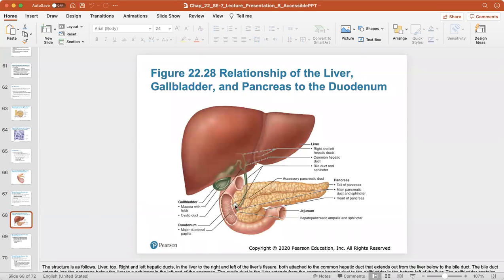So here's a look at the duct system entering into the major duodenal papilla. We have sphincters that control the secretions of bile entering and the pancreatic juices entering. Here you can see the common hepatic duct joining up with the cystic duct from the gallbladder to form the bile duct. So we have bile and the pancreatic juices both entering through this major duodenal papilla. You can see a smaller entry point from an accessory pancreatic duct, but most of the bile and digestive enzymes that come from the pancreas are entering through this major duodenal papilla, and that is controlled by sphincters.